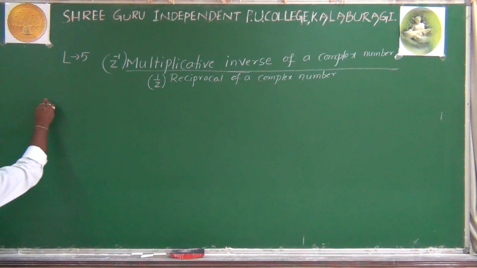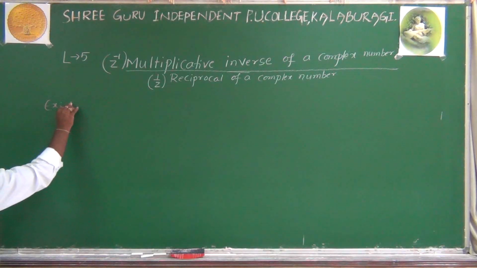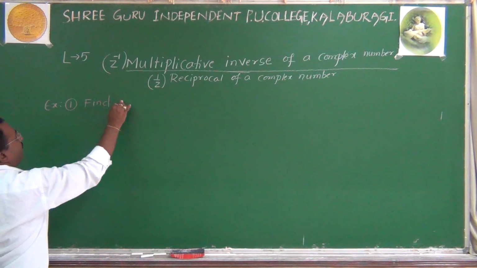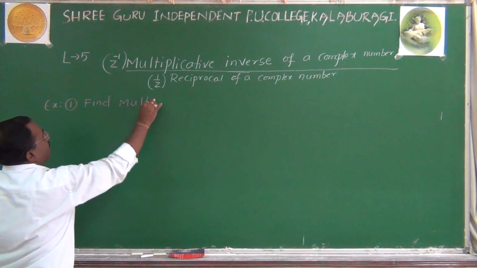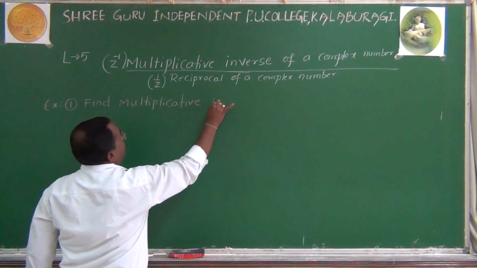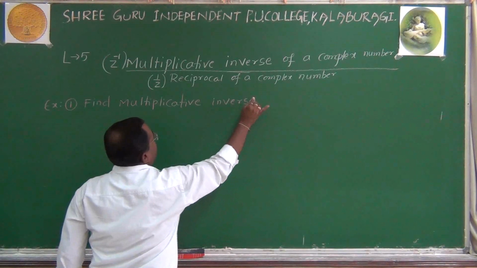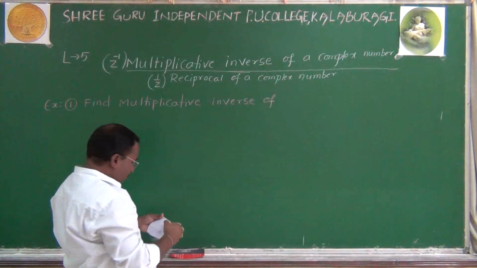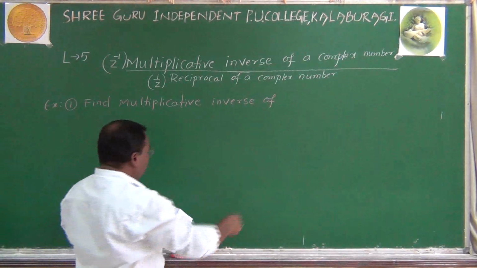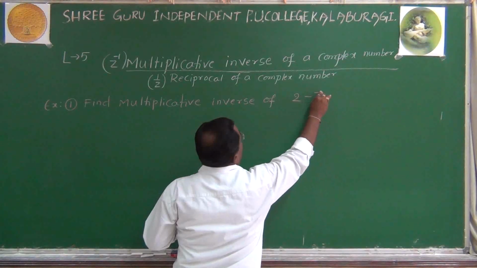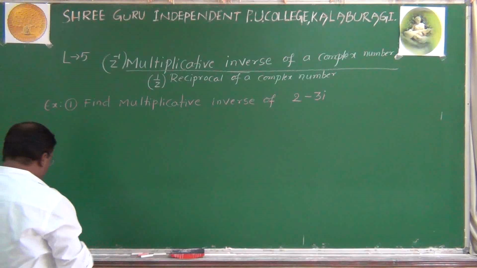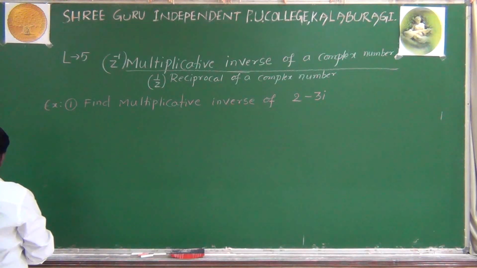Example number 1. Find the multiplicative inverse of 2 minus 3i. Find the multiplicative inverse of 2 minus 3i.